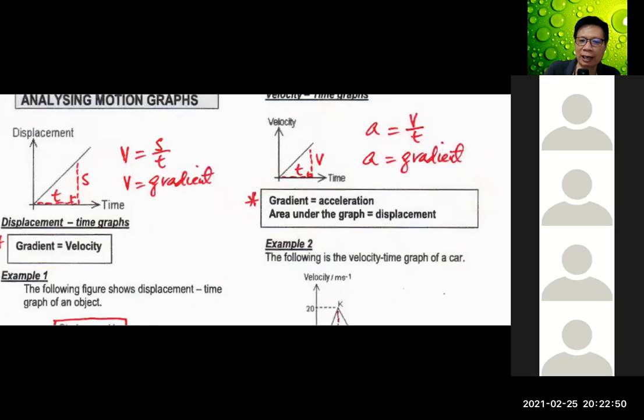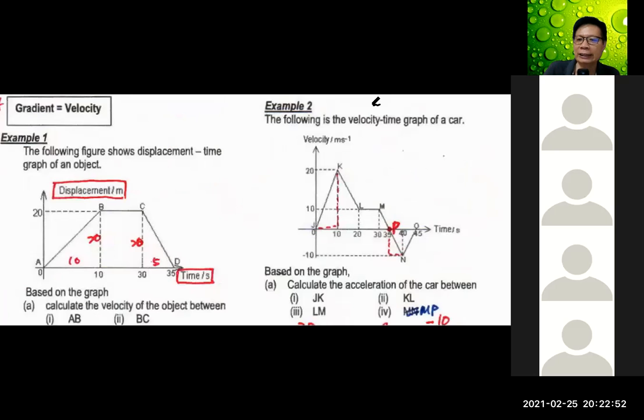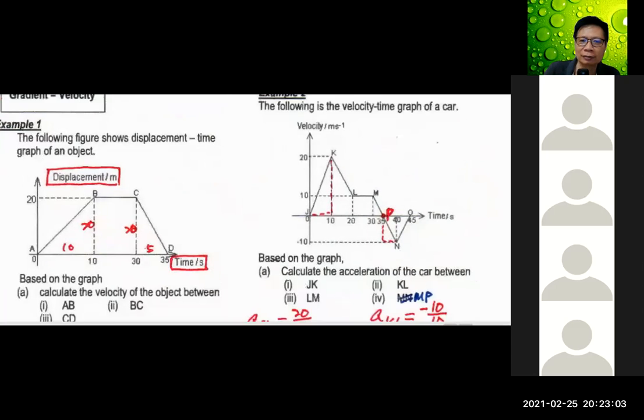Okay, for the second graph now, Isabel, you ready to answer the question or not? Yes, teacher. Okay, for the velocity time graph, right? Yes. The gradient is what? The gradient is acceleration. Very good.